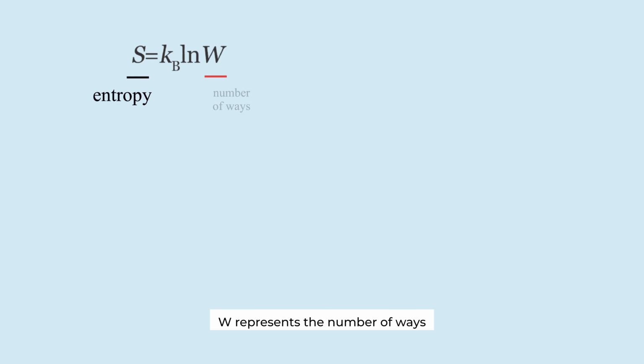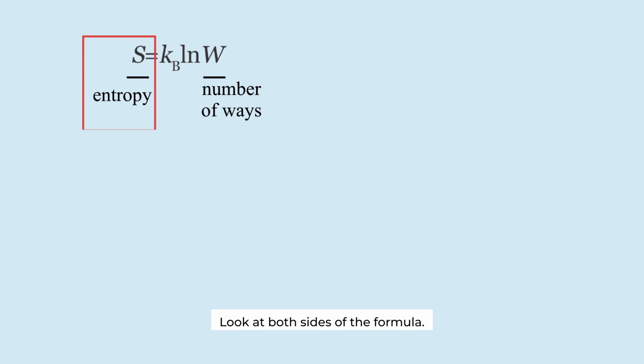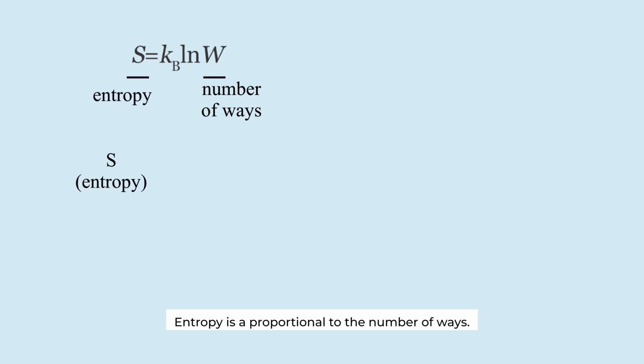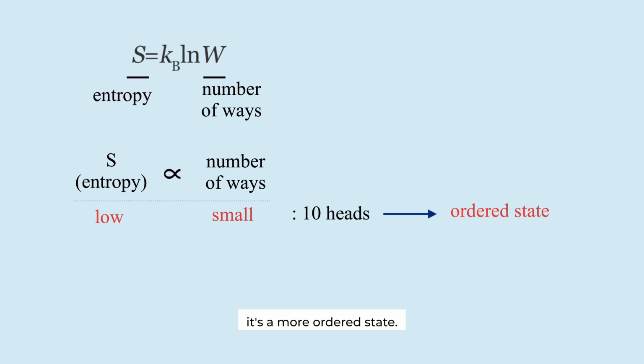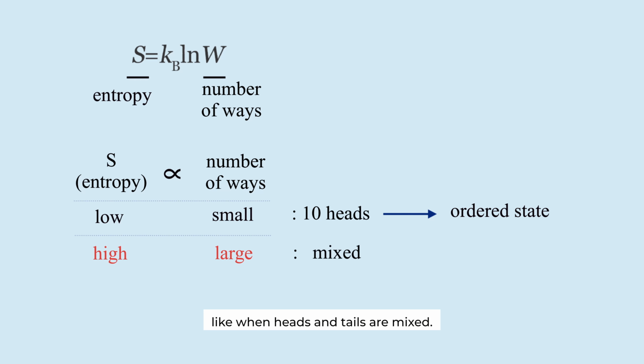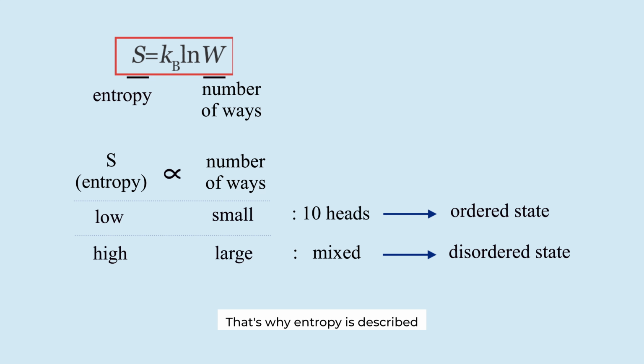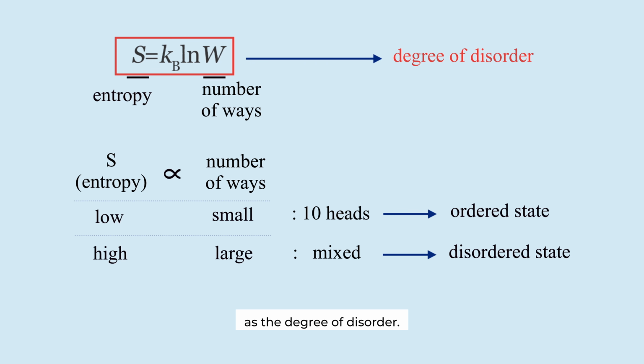W represents the number of ways an event or state can occur. Look at both sides of the formula. Entropy is proportional to the number of ways. So, when the number of ways is small, entropy is low. Like when all 10 coins show heads. It's a more ordered state. When the number of ways is large, entropy is high. Like when heads and tails are mixed. It's a more disordered state. That's why entropy is described as the degree of disorder.